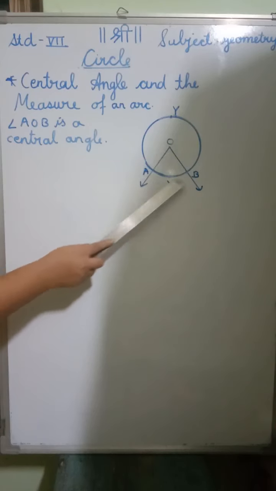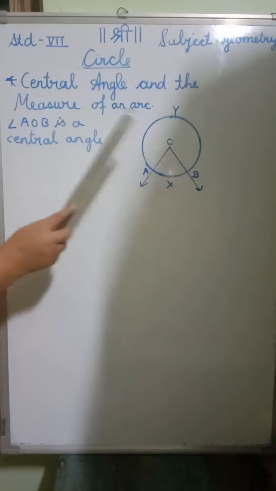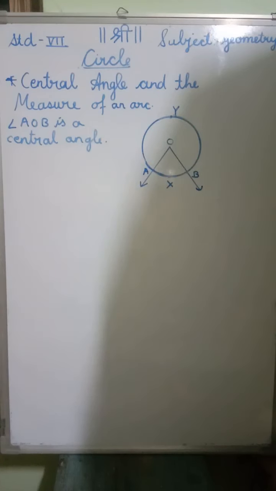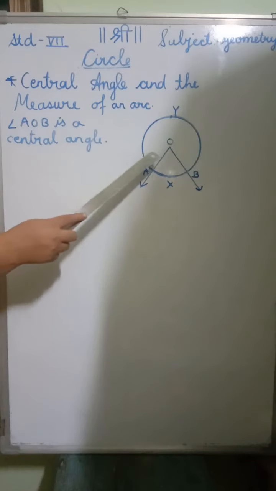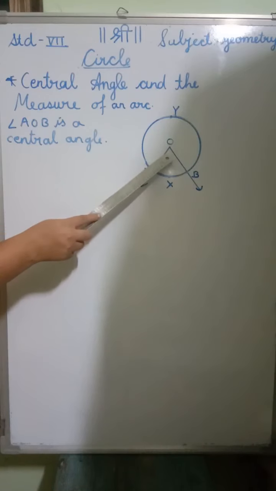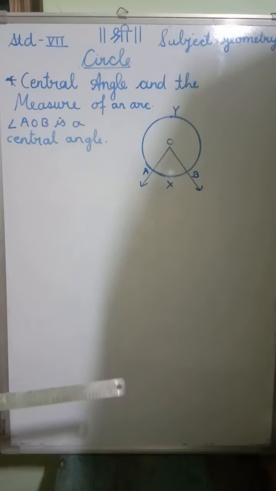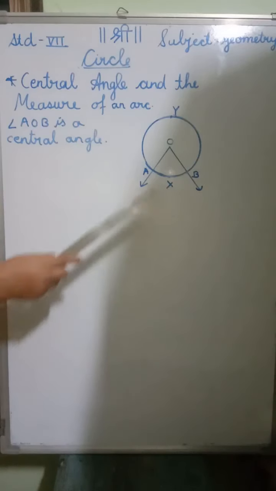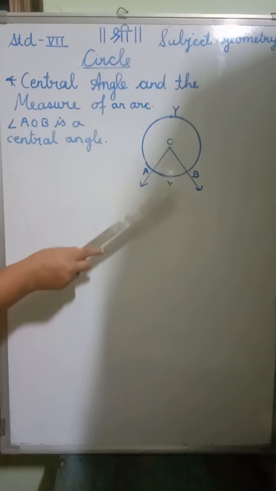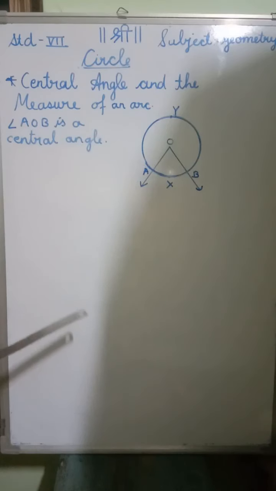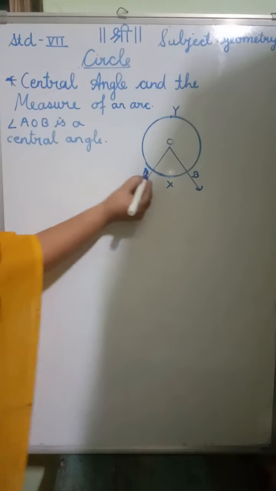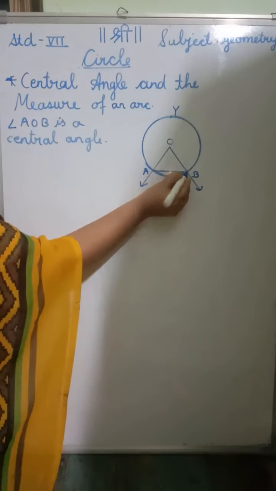The measure of an arc is equal to the measure of its central angle. Means, children, if the central angle's measurement is 20 degrees, then this arc's measurement will also be 20 degrees. So, the central angle and its corresponding arc's measurements are equal. Now, I will just join point A and point B.